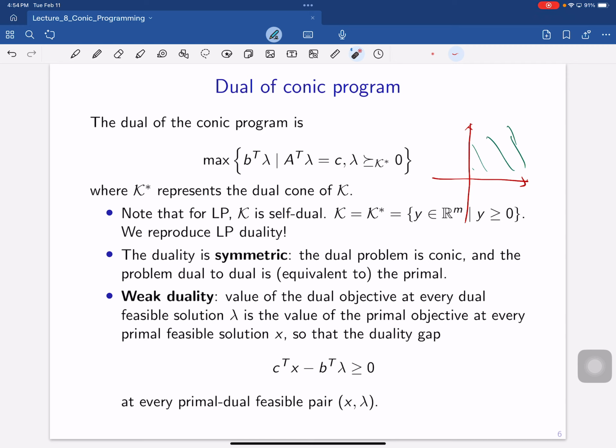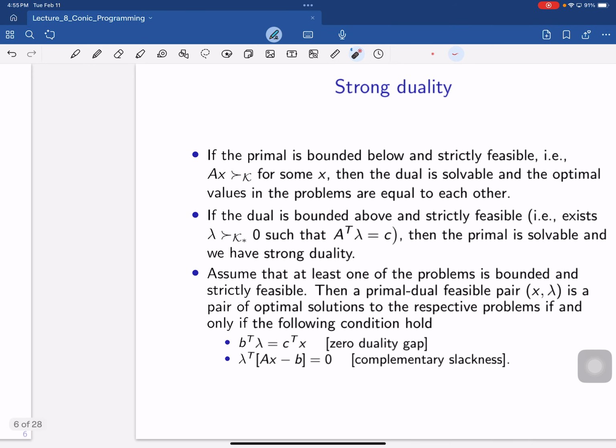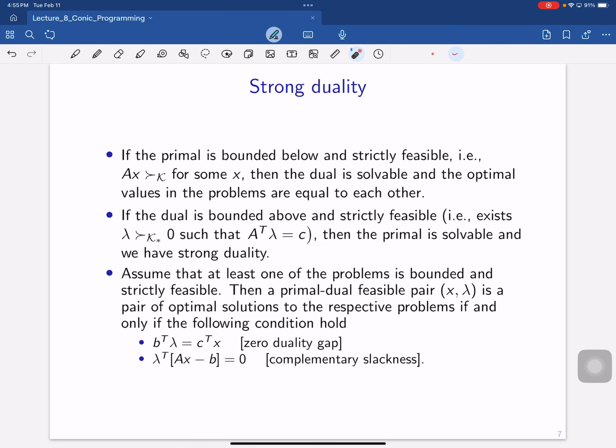So we also have weak duality because by construction, the Lagrangian dual is a lower bound, right? So that's why we have weak duality. If you consider the primal feasible solution and the dual feasible solution, the primal is always greater than the dual. Okay. And then there are also some conditions, just like in linear program, under which strong duality will hold. Here are some conditions. The first is saying if the primal is bounded below and strictly feasible, meaning that this equality holds strictly, then the dual is solvable and the optimal values of the problems are equal to each other, right? This is similar to the condition in a linear program, where if either the primal is solvable or the dual is solvable, then we have strong duality, right?